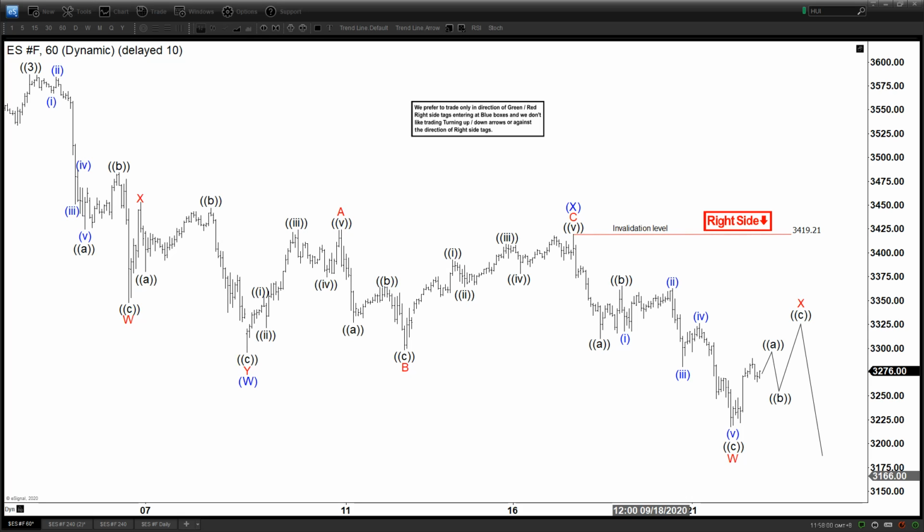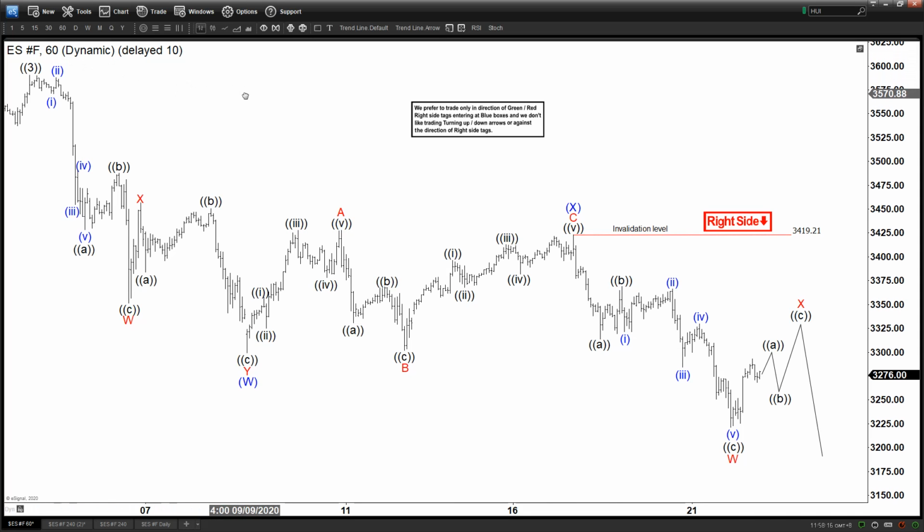This is Henry. Today is Tuesday, September 22nd, and the time is around 4 a.m. GMT. And we will be looking at the chart of the S&P 500 E-mini futures ES. This is a 60 minutes chart here.